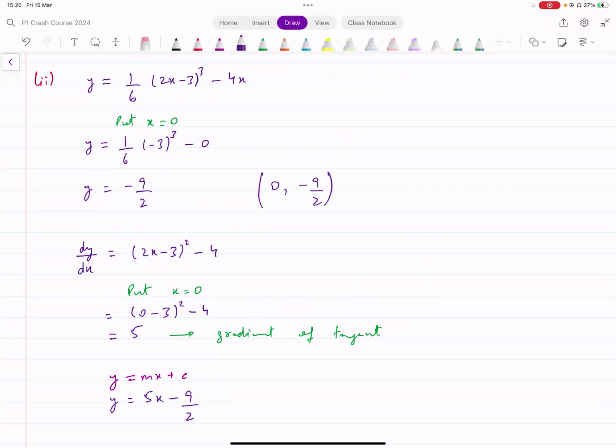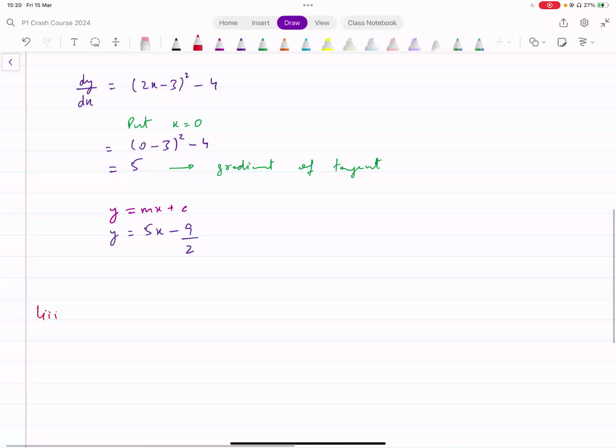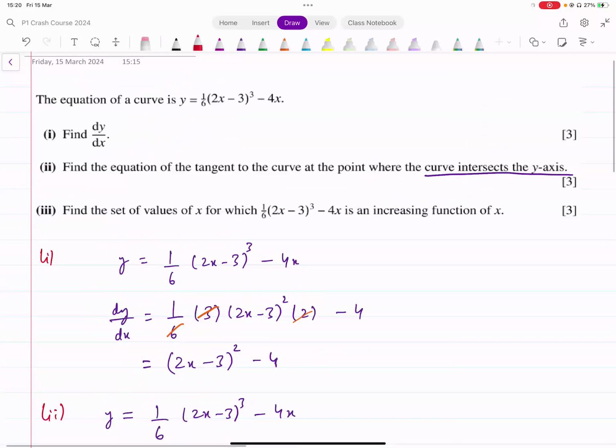Okay, now let's look at the third part. It says, find the set of values of x for which this expression, that's this function basically, is an increasing function of x. Now, what does it mean? Increasing function? When a function is increasing, dy over dx is greater than 0. So all you have to do is put dy over dx greater than 0, and that will give you a set of values of x.